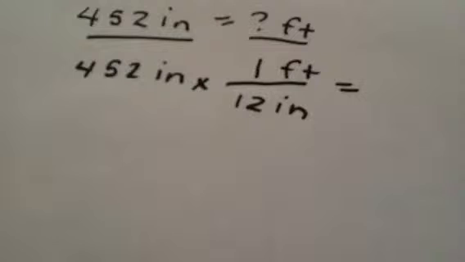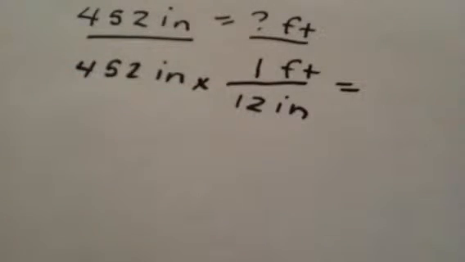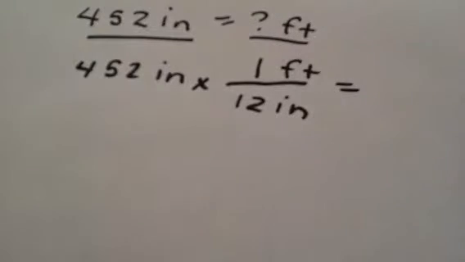So 452 inches divided by 12. If you don't know that, you can just get out your handy dandy calculator and type in 452 divided by 12. The reason I divide by 12 and not multiply is because the 12 is in the denominator and the 1 is in the numerator. Technically this is 452 times 1 divided by 12, but because 1 just gives you the same answer, you don't have to put it in. So 452 divided by 12 is 37.7.